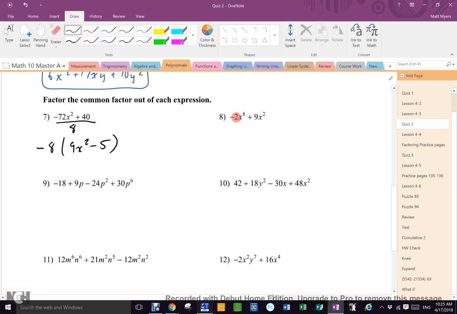Okay. So this number 8's the same one, right? I could bring that negative out to the front. If I bring the negative out to the front, this was going to be not 2, because 2 doesn't go into 9. It was going to be x squared and x squared. So I would bring out x squared, and then I either have negative 2x to the 6th plus 9, or I have negative x squared 2x to the 6th minus 9. Both are acceptable. Is everyone okay?